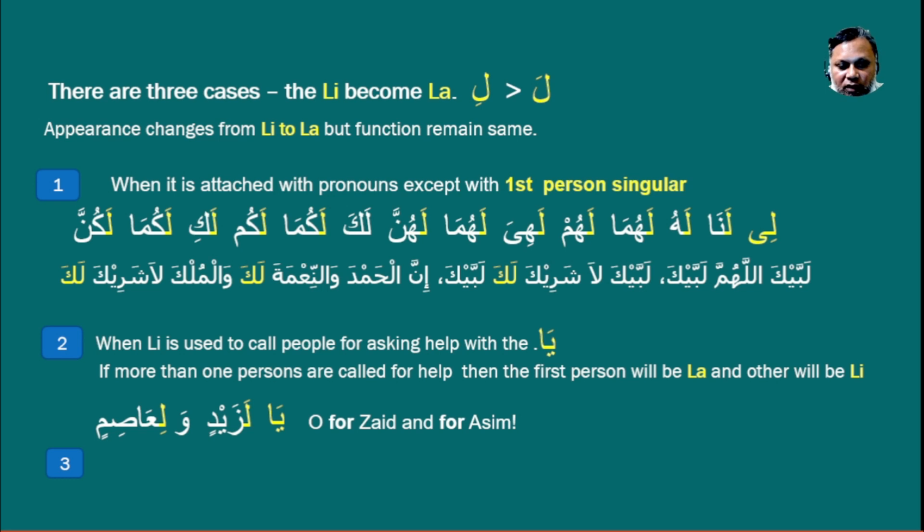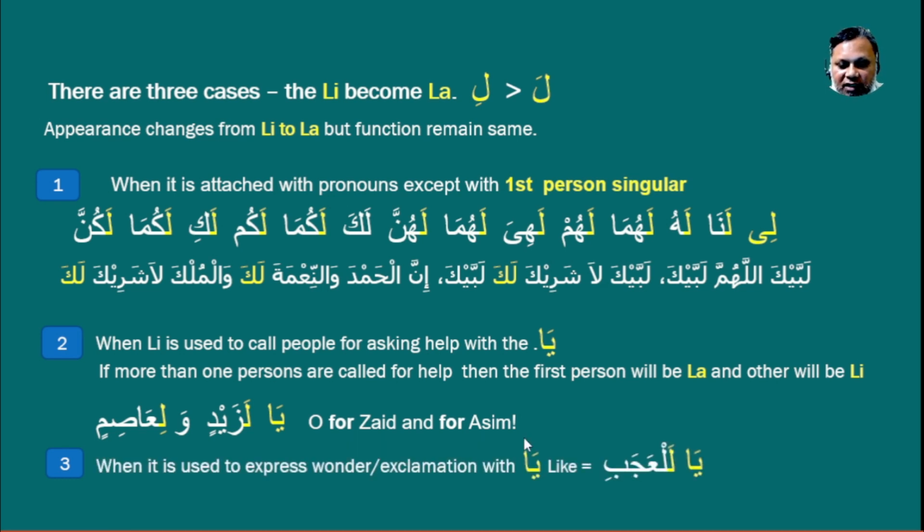Case number three is when the li is used to express exclamation or wonder with ya, like ya lal azabi. The al azabu becomes lal azabi. The alif of al gets dropped. This is the rule: when li is attached to the definite article al, the alif will drop out. So al azabu here will be ya lal azabi. This is the rule to drop the alif. So these are the three cases where the li becomes la.